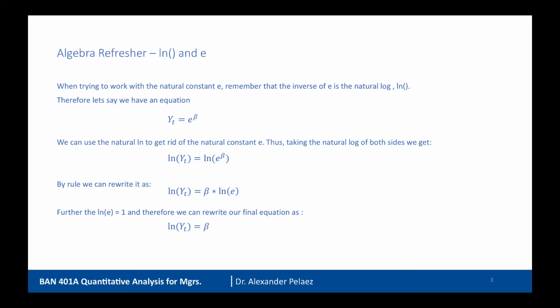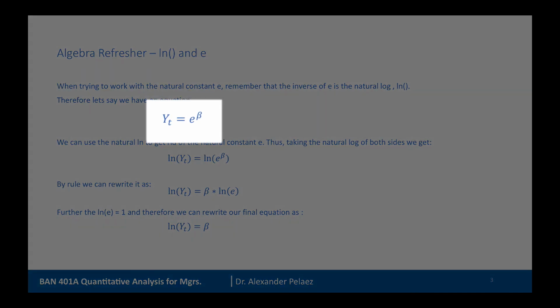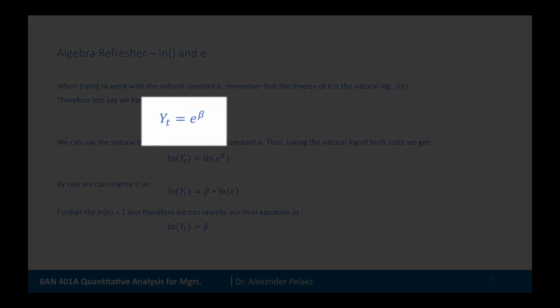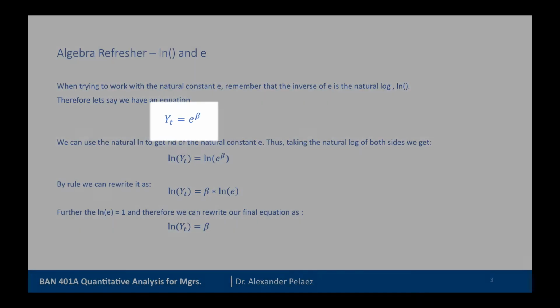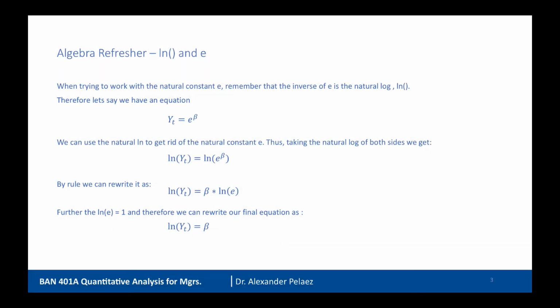Let's look at the log function and e. When we work with the natural constant e, remember that the inverse of e is actually the natural log. Therefore, let's say we have an equation: yt is equal to e raised to the b power. We can use the natural log to get rid of the natural constant e.